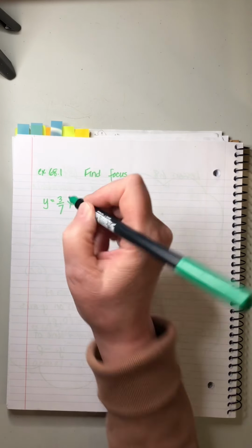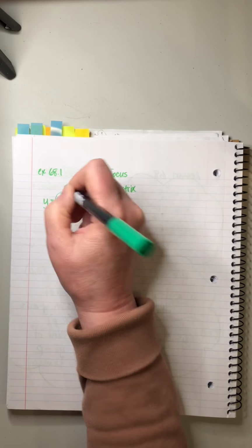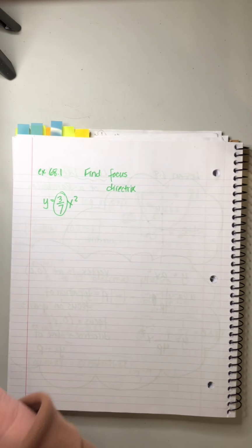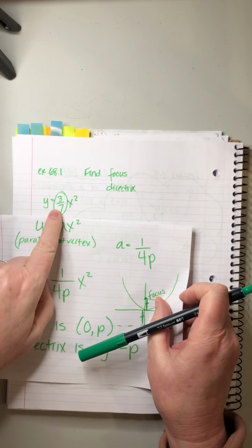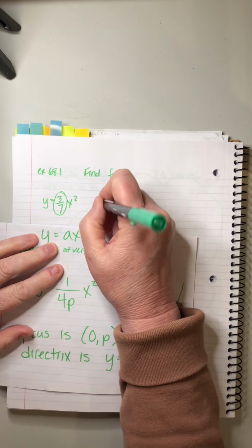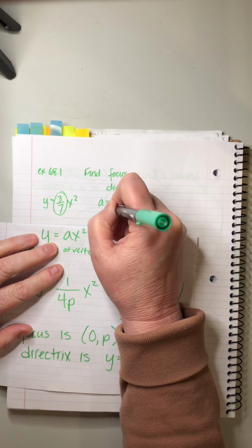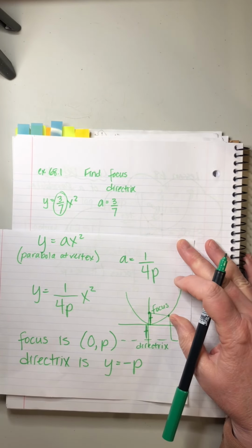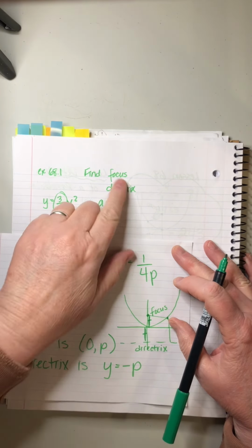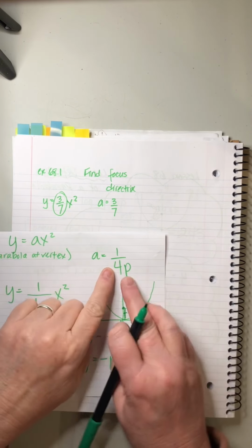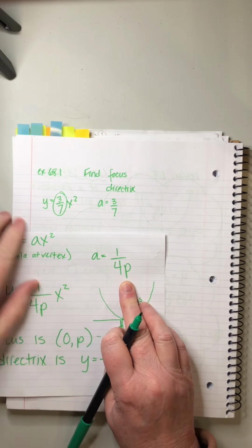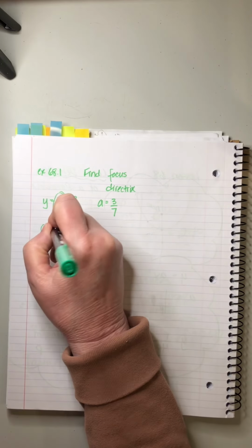X squared. Okay, so we can see from this, and let's see, I've got all my formulas on another page so I can refer to them. Y equals ax squared, so this tells us that a equals 3/7. Okay, that's kind of helpful. Now, in order to find the focus, we have to find p. But we have a really cool equation right here that says a equals 1 over 4p.